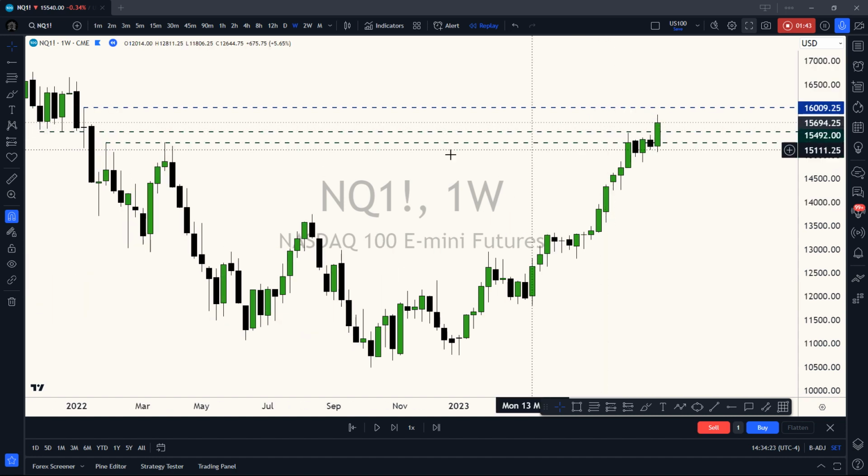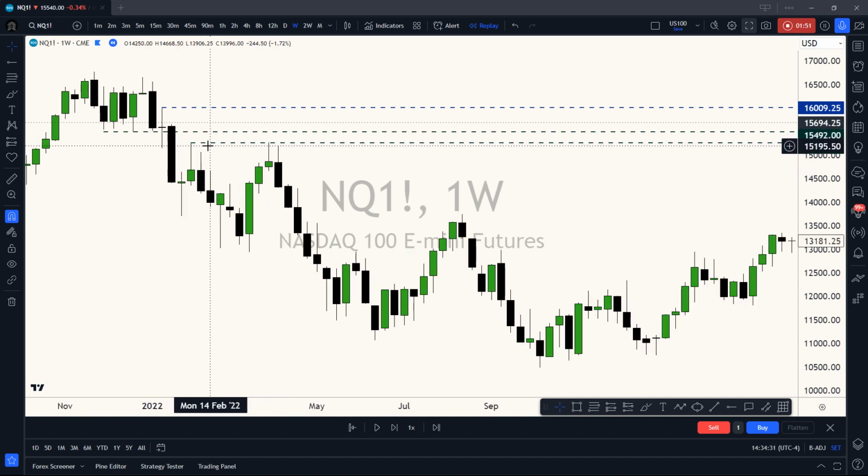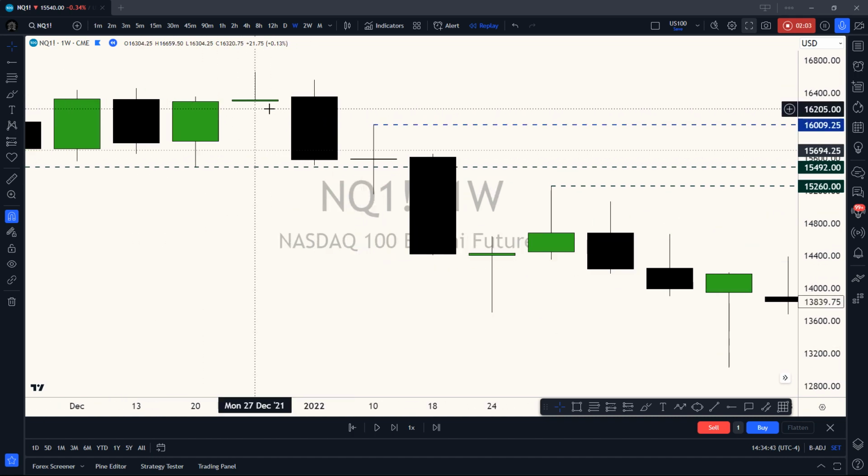Weekly chart, we identify swing points. This high and this low is our monthly fair value gap. This high was already traded through, and this high is what's left. Inside here, there's another fair value gap. From this low to this high, you have an inefficiency.